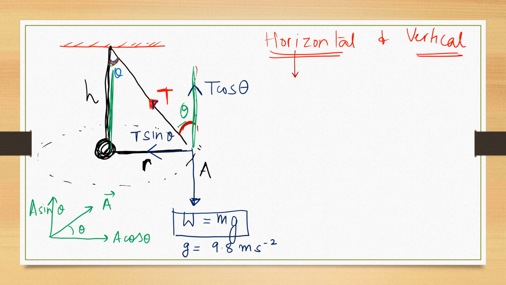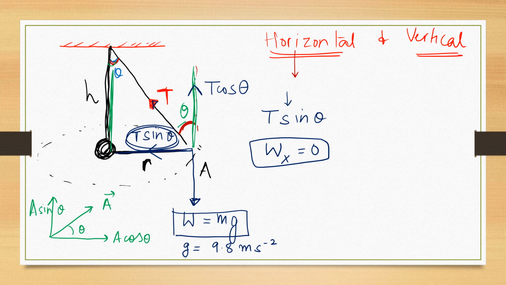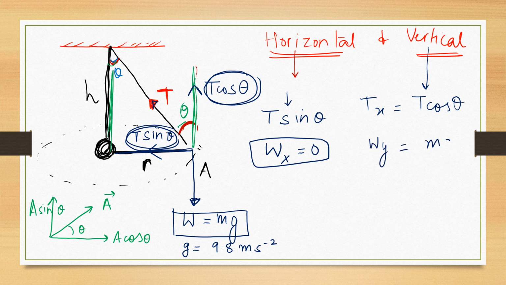Now in this particular situation, the component of tension in the horizontal direction is T sin theta, and there is no horizontal component of weight, so I'm going to take that as 0. Now let's consider the vertical component. The vertical component of tension is T cos theta, and the vertical component of weight is nothing but mg, right?